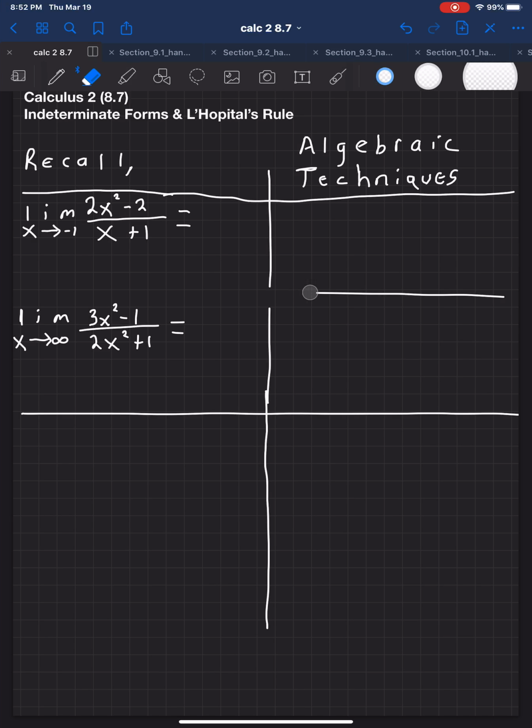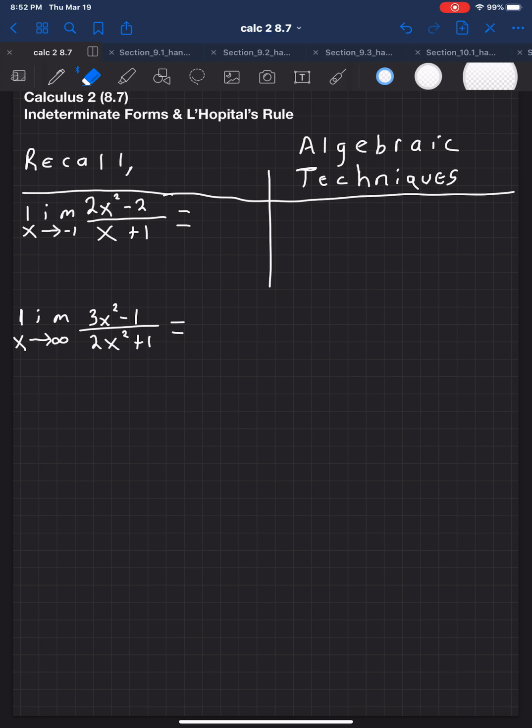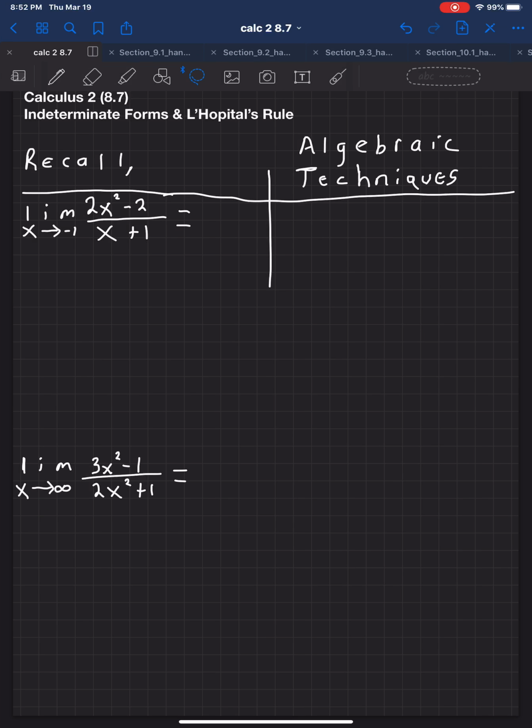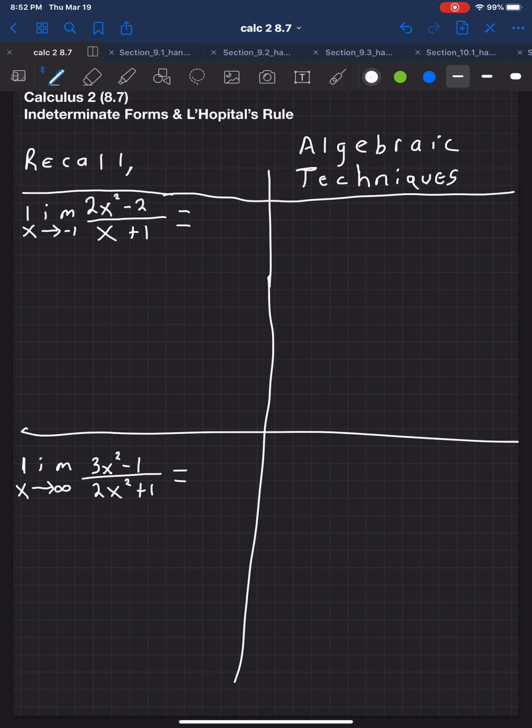Let's think about how we were able to approach limits prior to, or at least let's say back in Calc 1. So the idea was pretty simple. For example, in this case, we're taking the limit of 2x squared minus 2 over x plus 1 as x approaches negative 1. So probably the way you were taught is it's worth trying to see what happens if we simply use a substitution method, right?